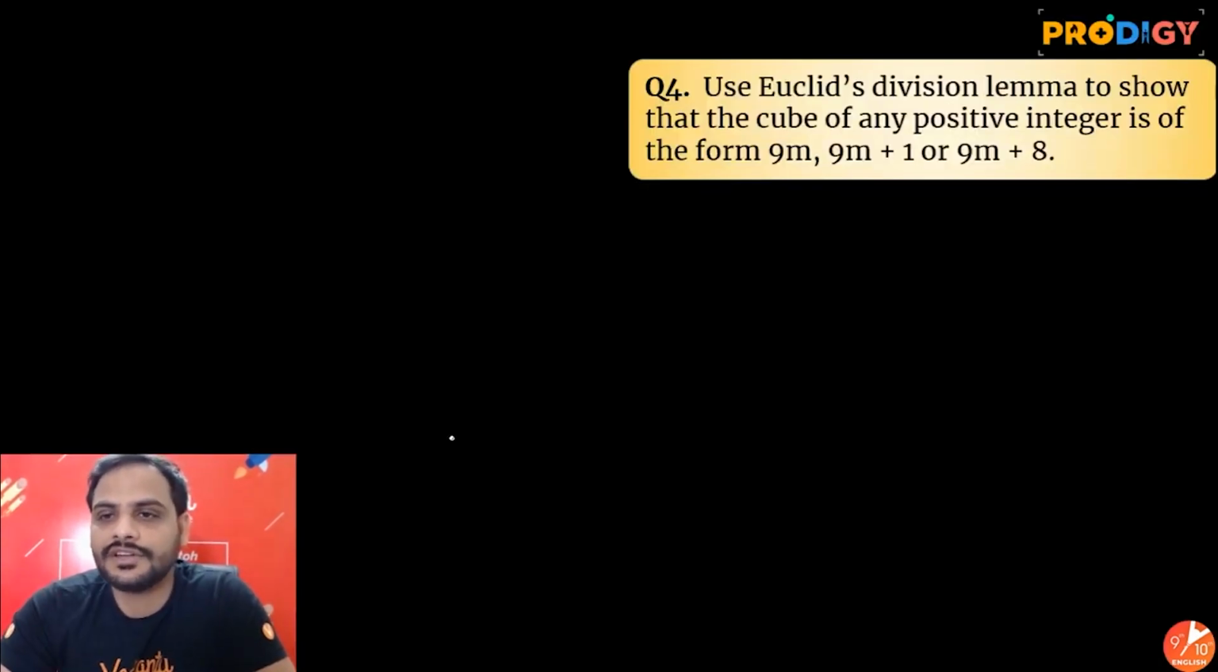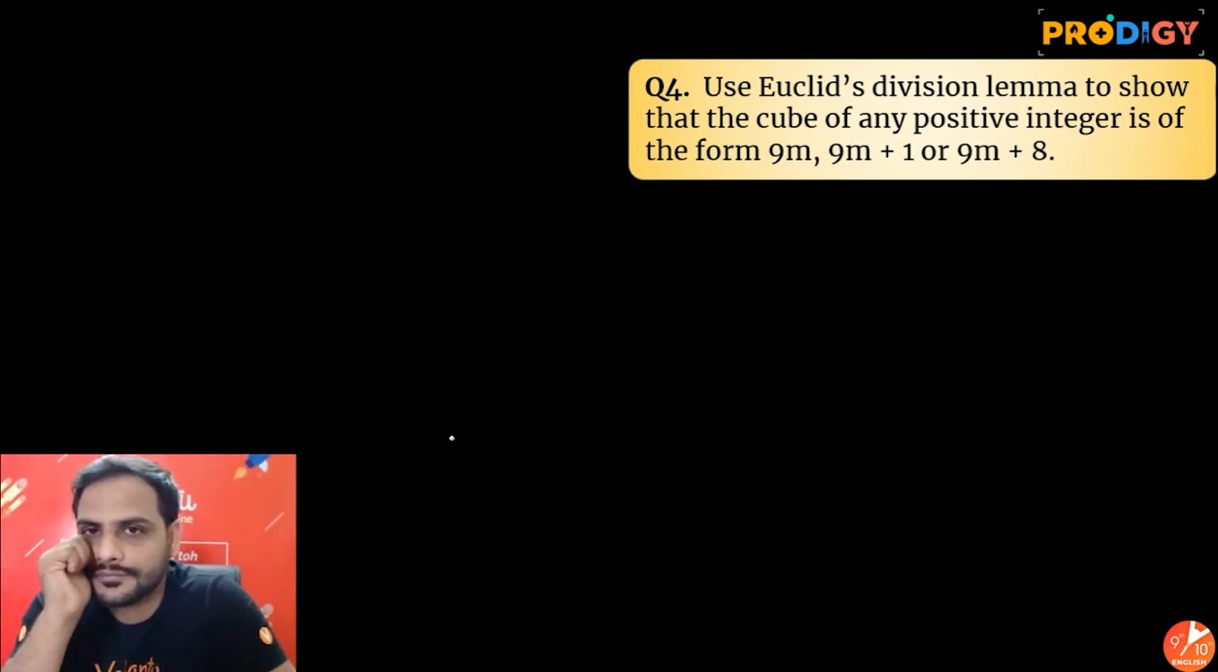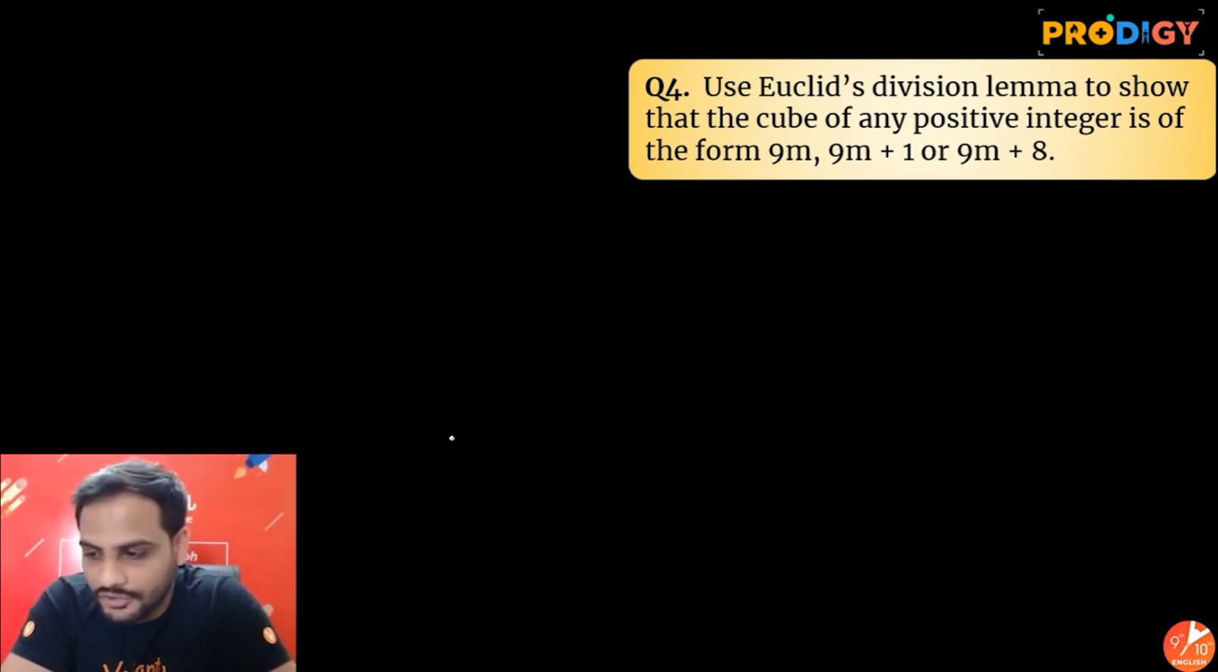Alright, next question. Use Euclid's division lemma to show that the cube of any positive integer is of the form 9m, 9m plus 1 or 9m plus 8. Cube of any positive integer. We have to do the cube over here. Now, if you look over here, what is coming into your head? What should be your divisor?